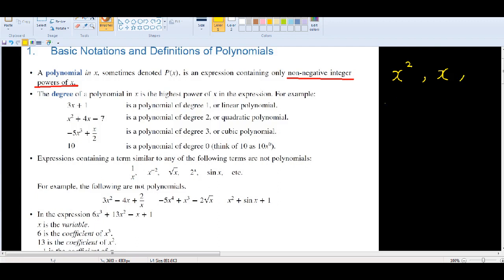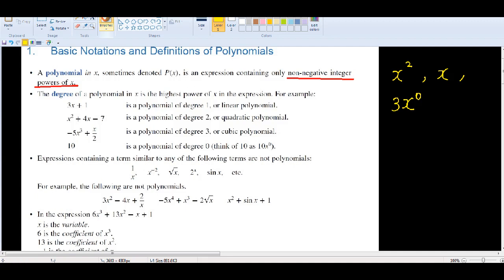You might even see a constant. So how about 3? Could 3 be part of a polynomial? Yes, because you could consider 3 as 3 times x to the power 0. We all understand that x to the power 0 is 1. So that's why just 3 itself could be a part of a polynomial.